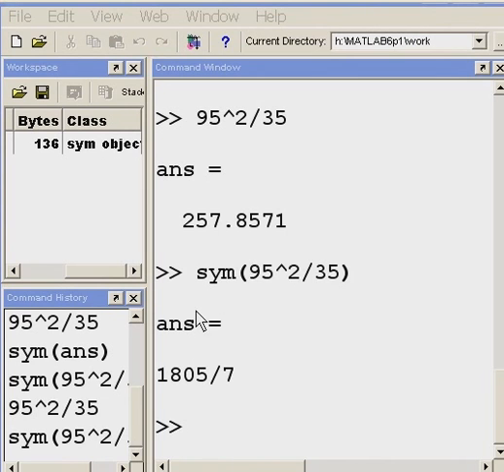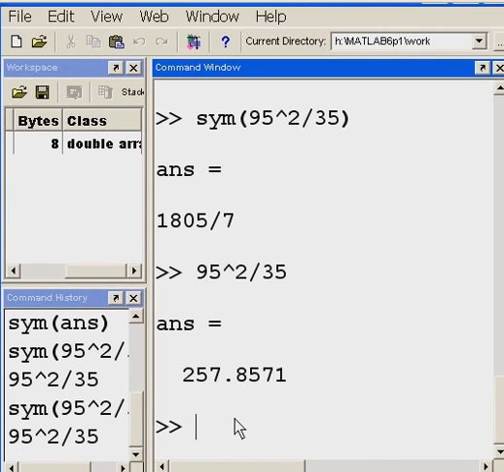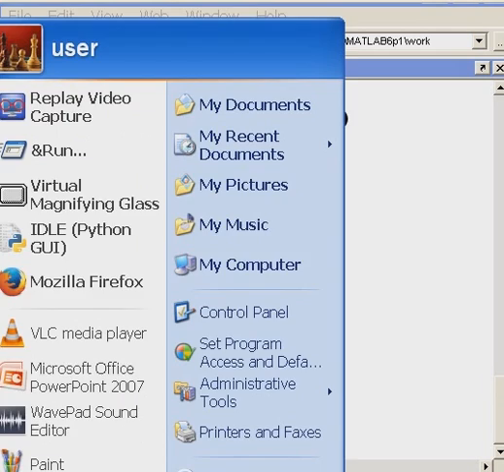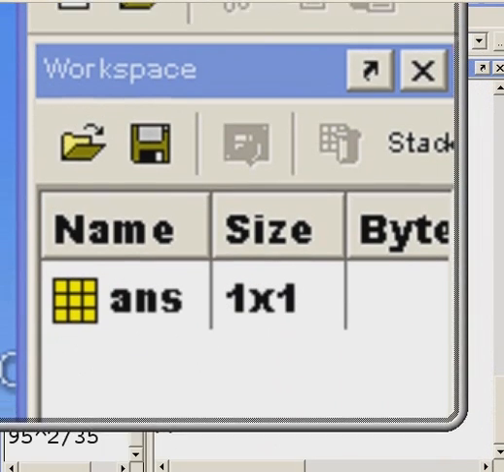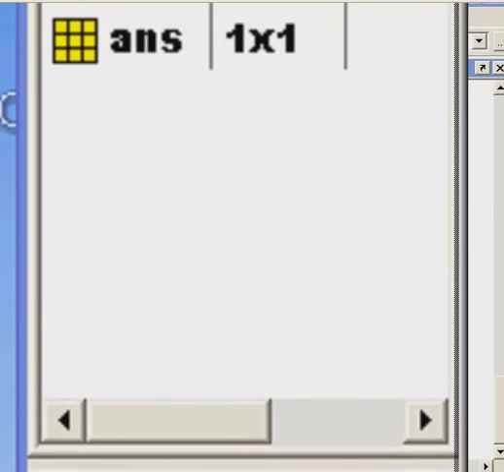Now, one more time. If you do this without sim, it becomes what kind of an object? It becomes a non-sim object, and you get a grid as an icon. Not an @ sign, but a grid.